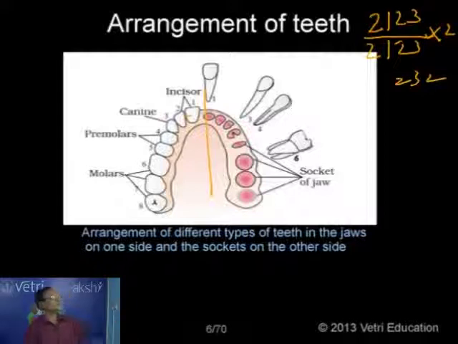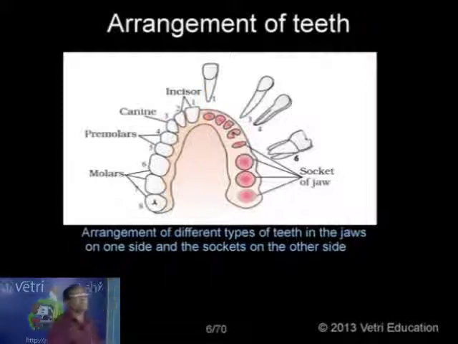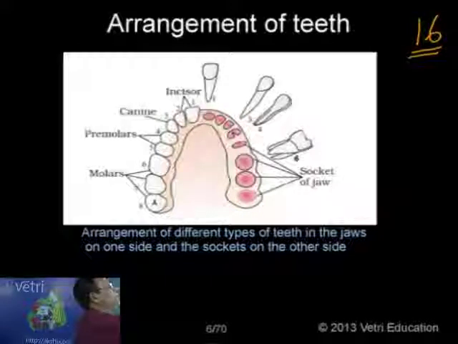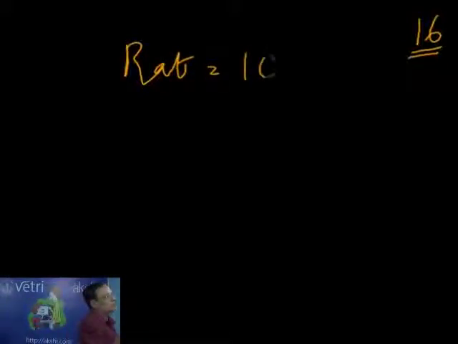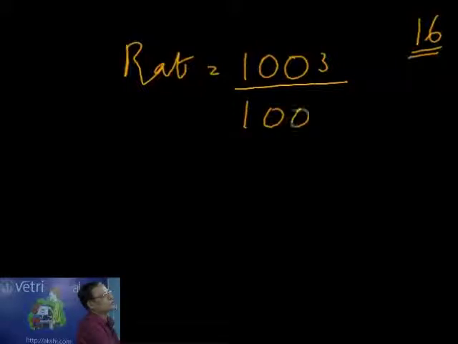Take, for example, the dental formula of a rat. The total number of teeth in a rat is only 16. So what is the dental formula? They have incisors 1, no canines, no premolars, and molars 3: 1, 0, 0, 3 multiplied by 2. So the total number in the case of a rat is 16.